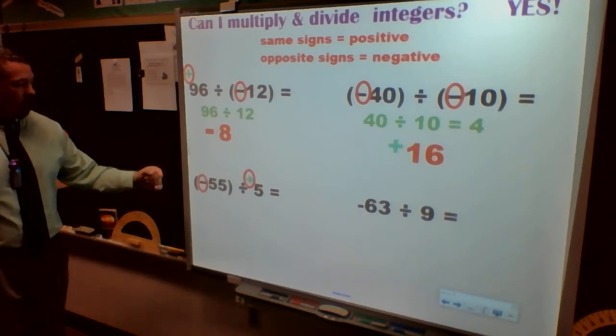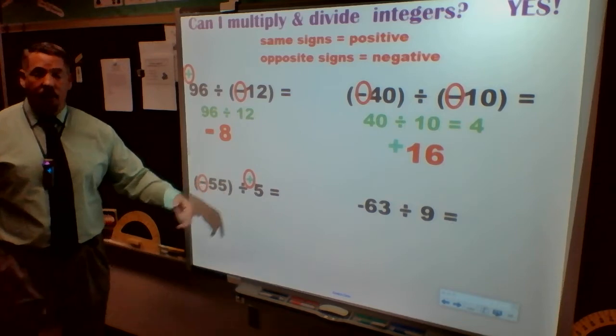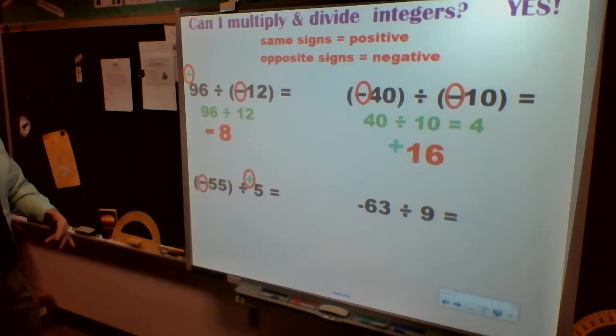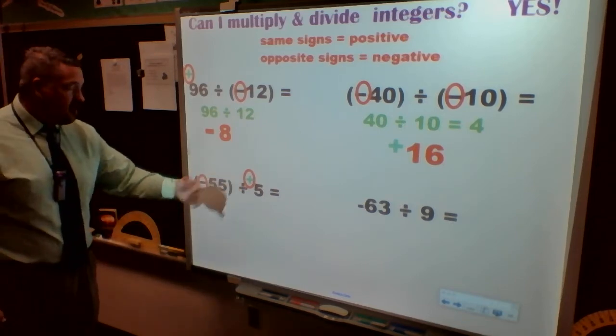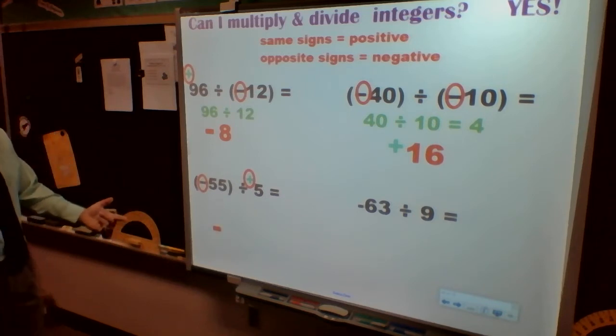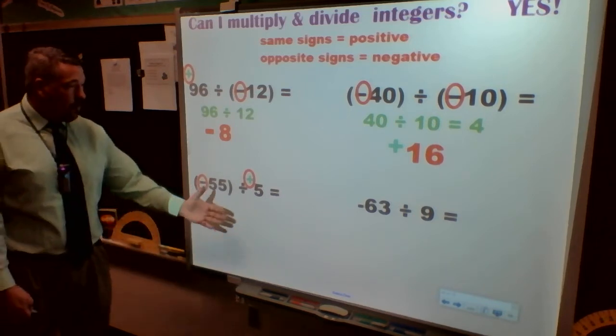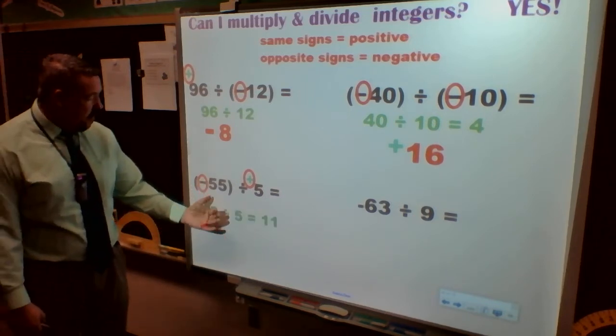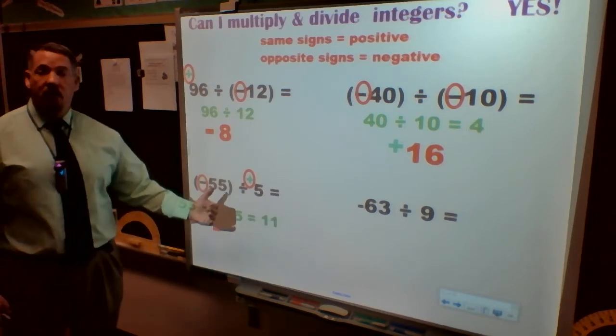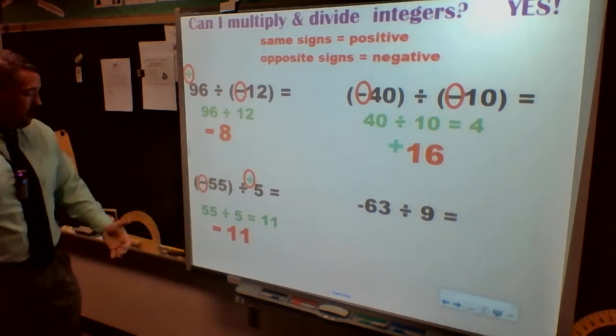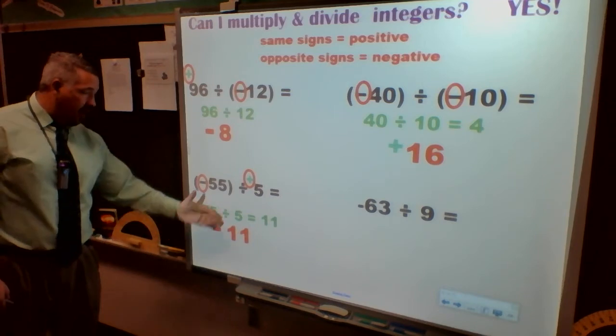Negative 55 divided by positive 5. Well, negative 55 and a positive, opposite signs, so I know my answer has to be a negative. My division problem is 55 divided by 5. I know 55 divided by 5 is 11, so my answer ends up as negative 11.